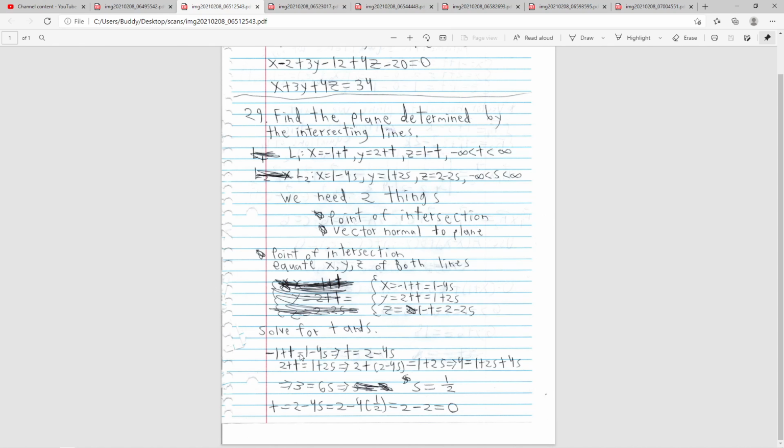So negative 1 plus t equals 1 minus 4s implies that t equals 2, because you add 1 to each side, then add 1 to each side, you get 2. t equals 2 minus 4s. So 2 plus t equals 1 plus 2s implies that 2 plus t, with t being 2 minus 4s, so 2 plus 2 minus 4s.